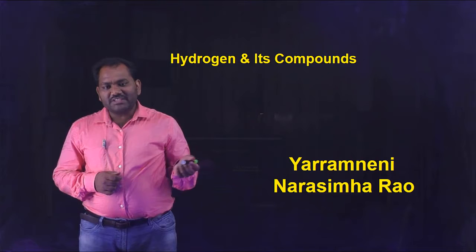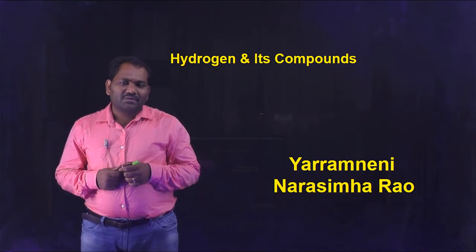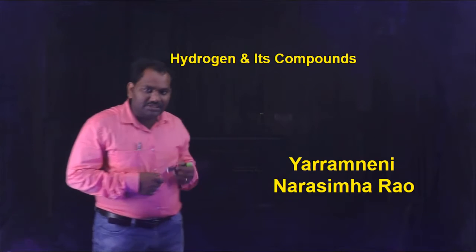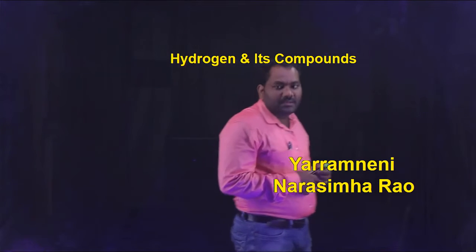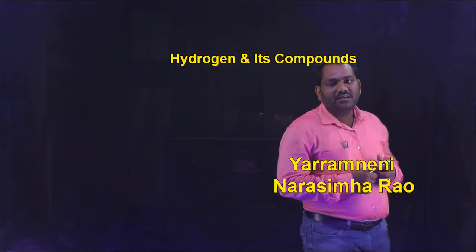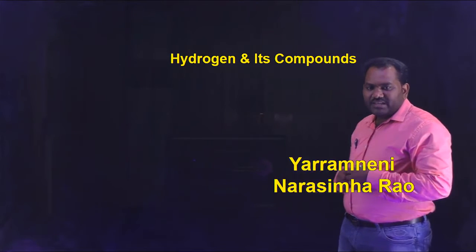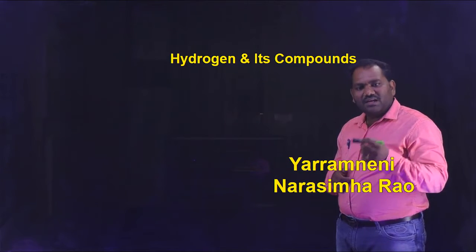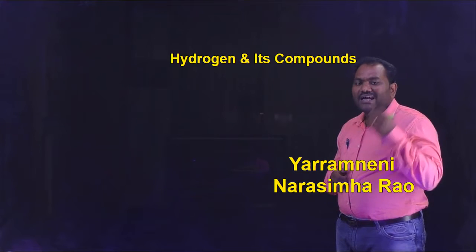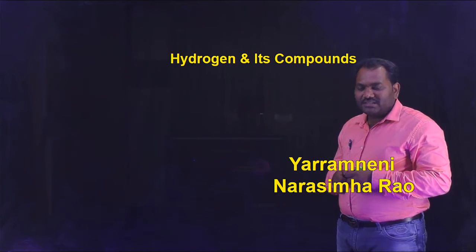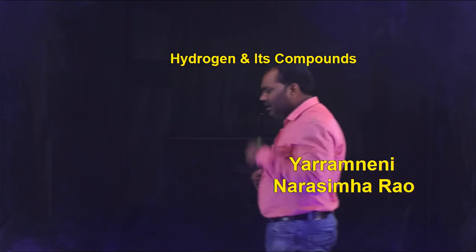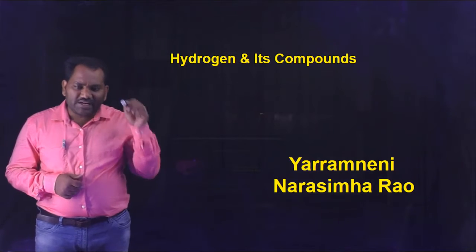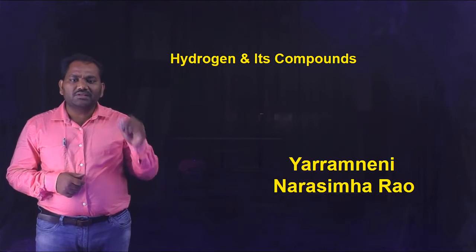In previous videos we discussed what is hydrogen, sources of hydrogen, isotopes of hydrogen, and the preparation, properties and methods of hydrogen. Next one is hydrides. In hydrides, we discussed how hydrides are classified, the types of hydrides, and already we discussed the ionic hydrides. In this video, we are discussing the covalent hydrides or molecular hydrides.